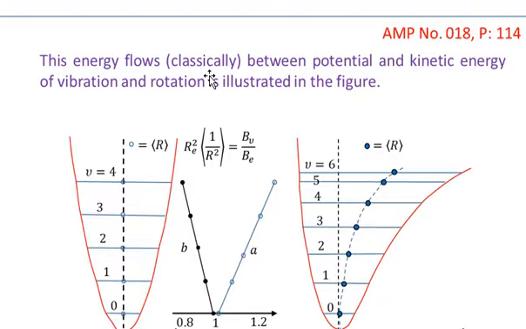This energy flows classically between the potential and kinetic energy of the vibration and rotation, and is illustrated in the figure. So you see that the exchange between the potential and the kinetic energy will take place of the vibration and rotation.